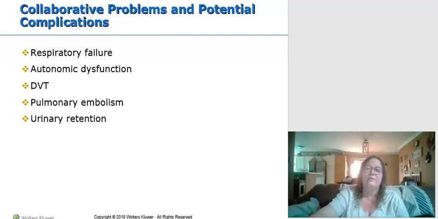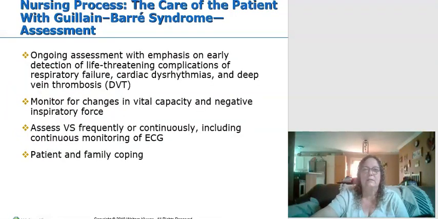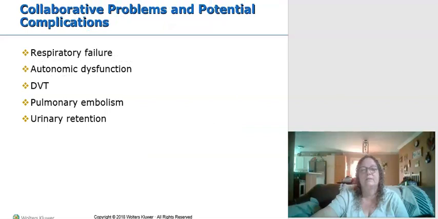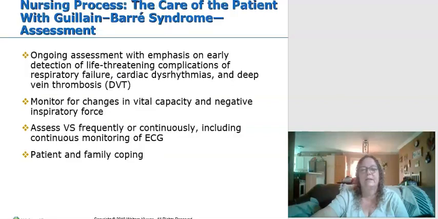Autonomic, not dysreflexia, autonomic dysfunction. So we want to make sure we're monitoring our vital signs and being supportive of any measure that's inappropriate. Hypotension, we could treat with fluids or pressors, that sort of thing. DVT prevention, pulmonary embolus prevention, and avoiding urinary retention.